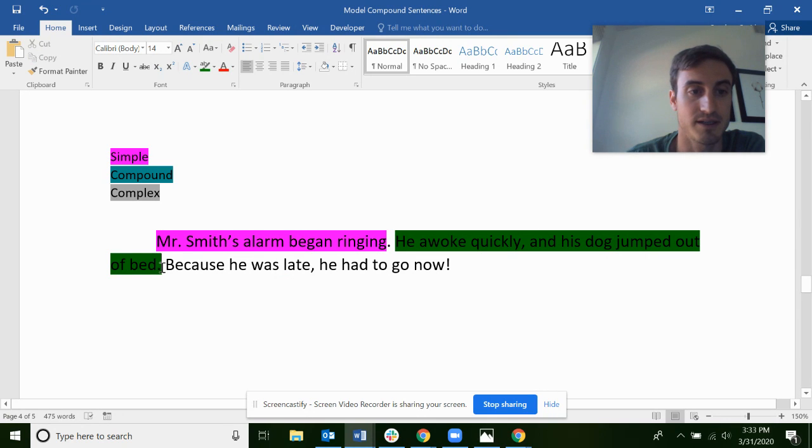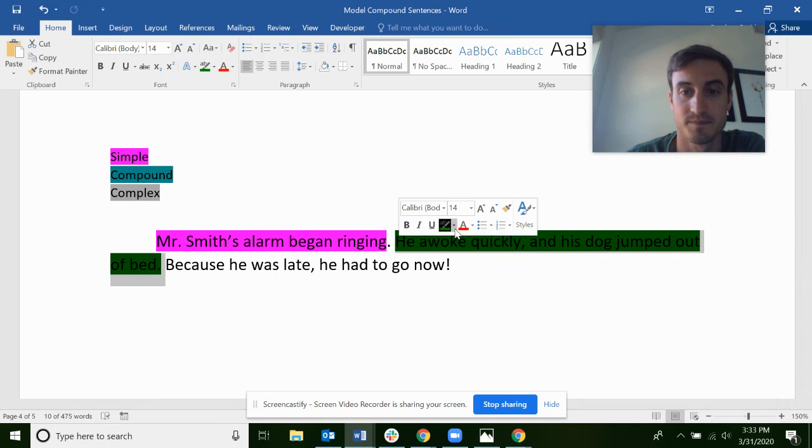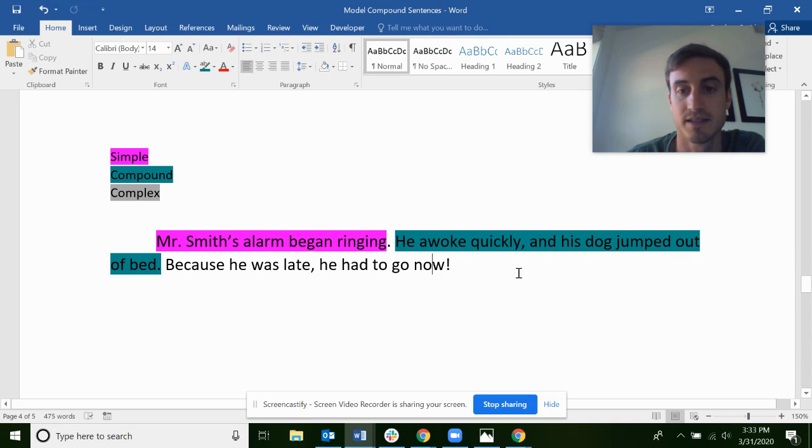It's got, I don't like that color. What's up with that? It's got two complete ideas. He awoke quickly and his dog jumped out of bed. Those are both two complete sentences. They could be by themselves and they're joined together with a conjunction.